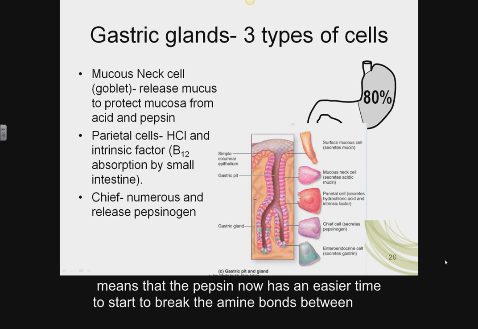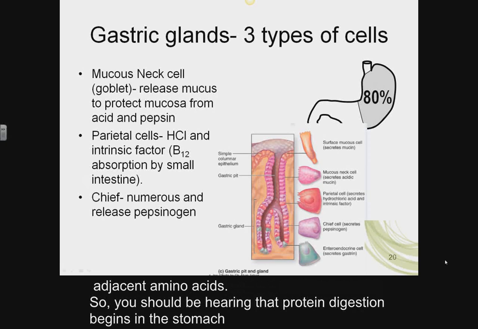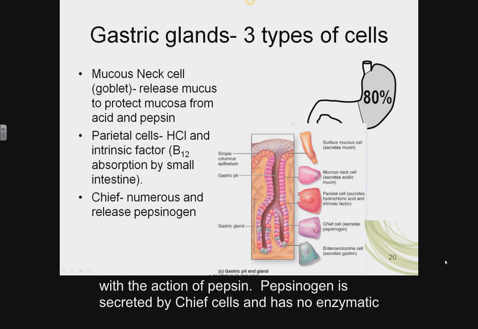The other, or third, cell that we find here are chief cells. They're called chief cells because they are very numerous. They release pepsinogen, which is an enzyme, and anything that is an -ogen or a zymogen means it's an enzyme released in an inactive form. Hydrochloric acid will create a very low pH in the stomach, and that is what is needed to activate pepsinogen.